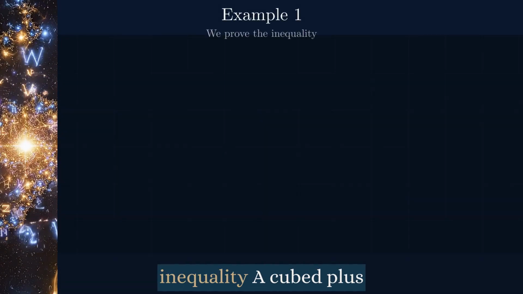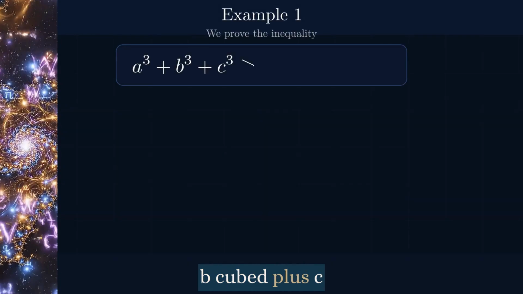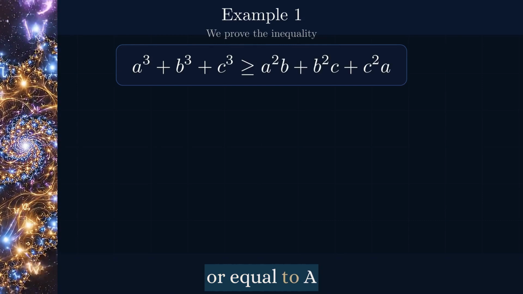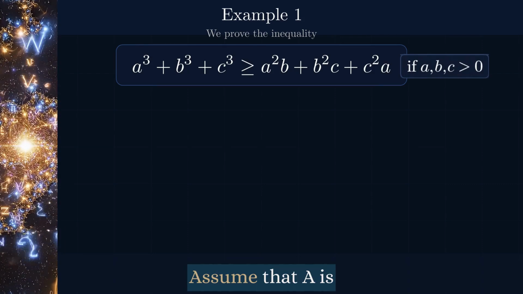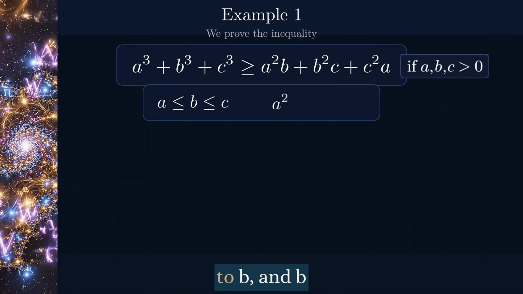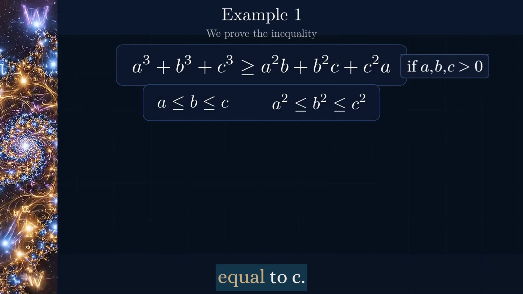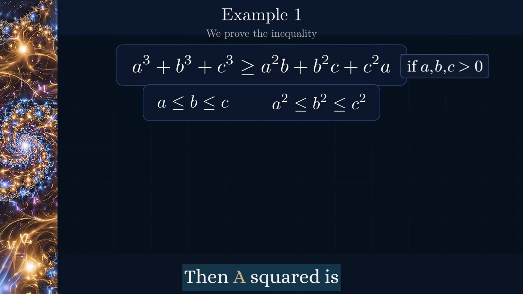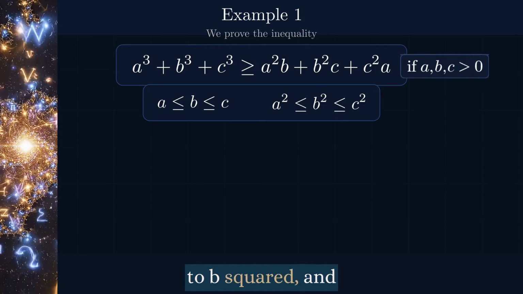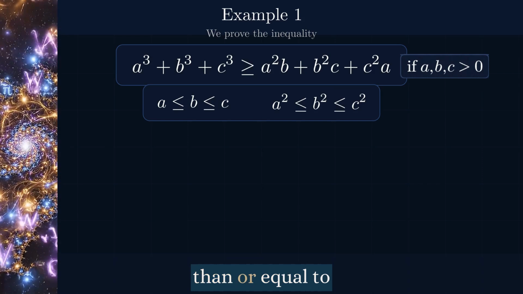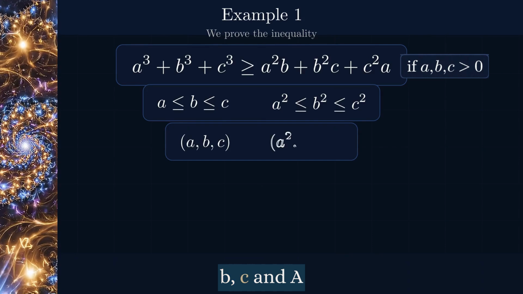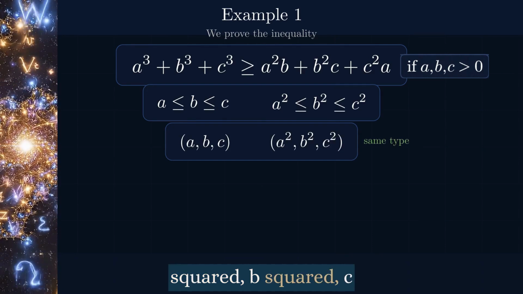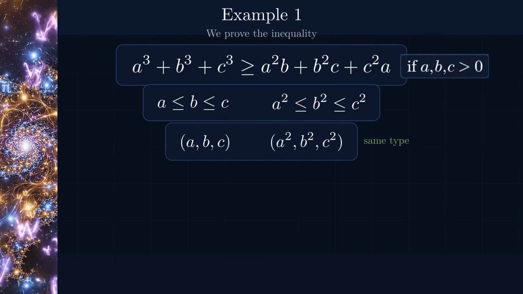Let us prove the inequality a cubed plus b cubed plus c cubed is greater than or equal to a squared b plus b squared c plus c squared a. Assume that a is less than or equal to b, and b is less than or equal to c. Then a squared is less than or equal to b squared, and b squared is less than or equal to c squared. So the triples a, b, c, and a squared, b squared, c squared are of the same type.